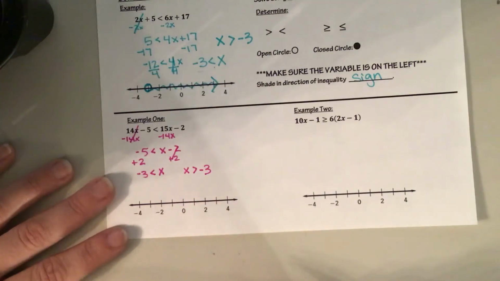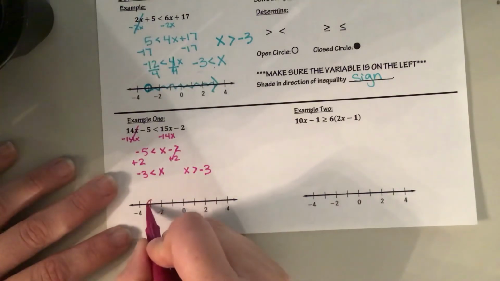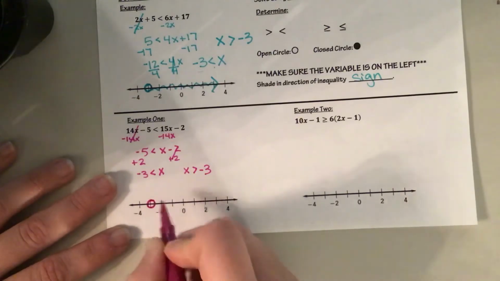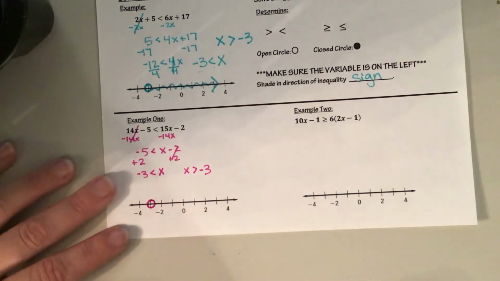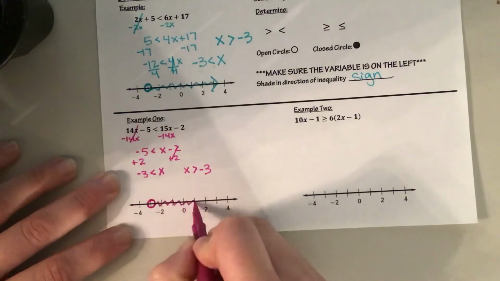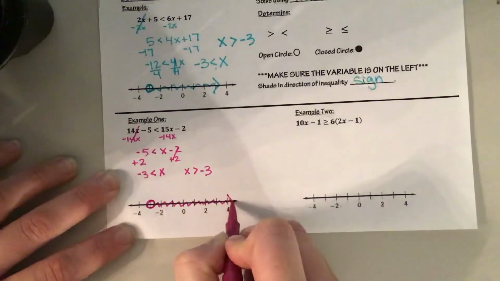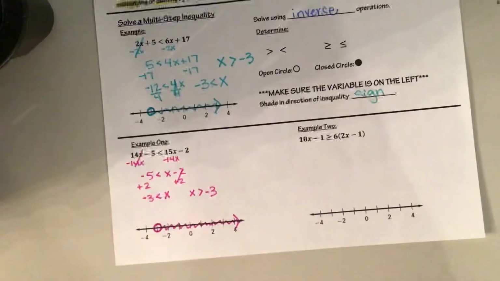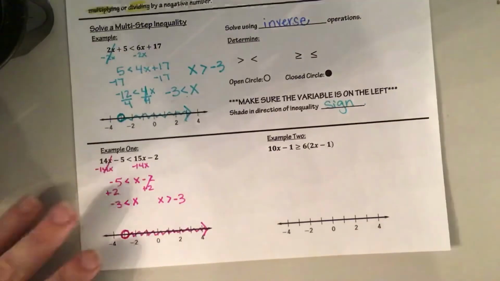So we need to go down, we need to find negative 3. This will be an open circle because it does not have that equal bar. And we're going to shade to the right. Okay, let's look at example 2.